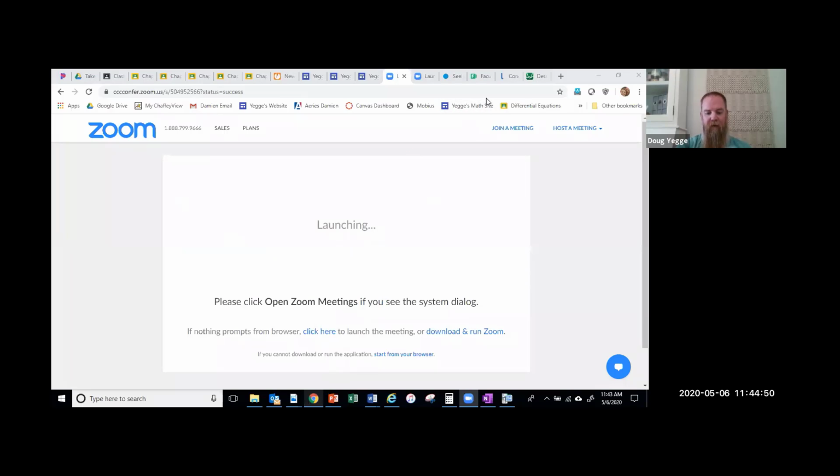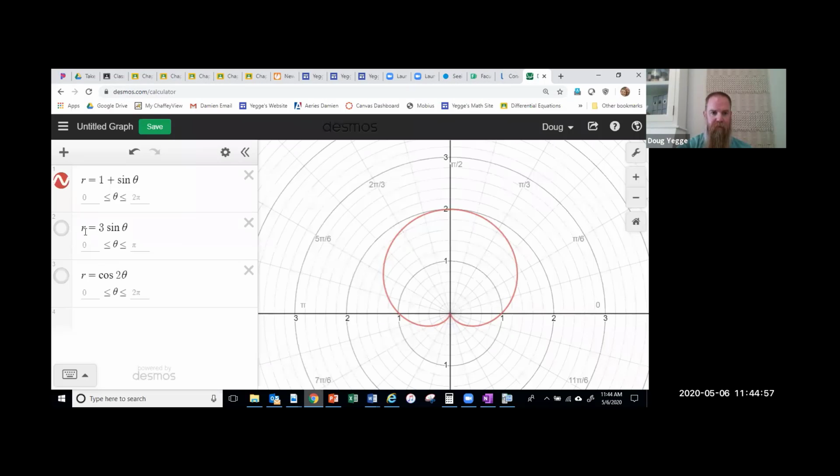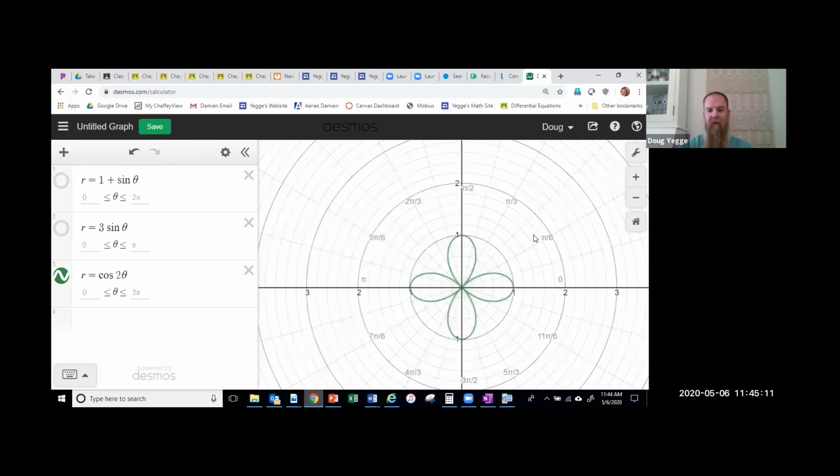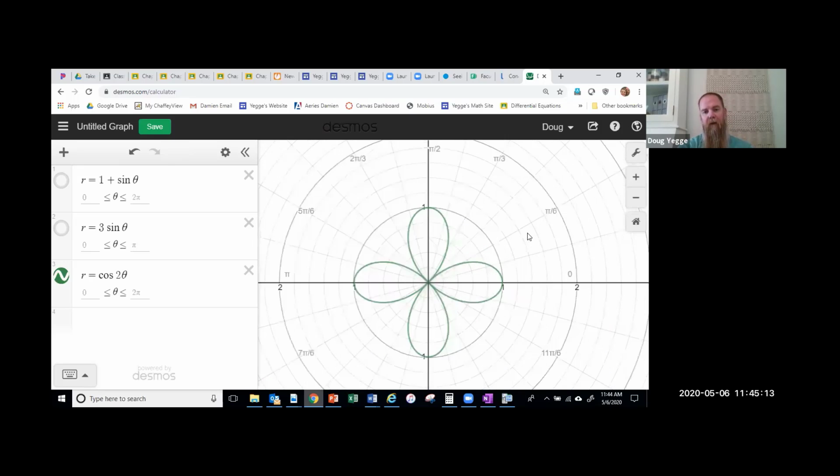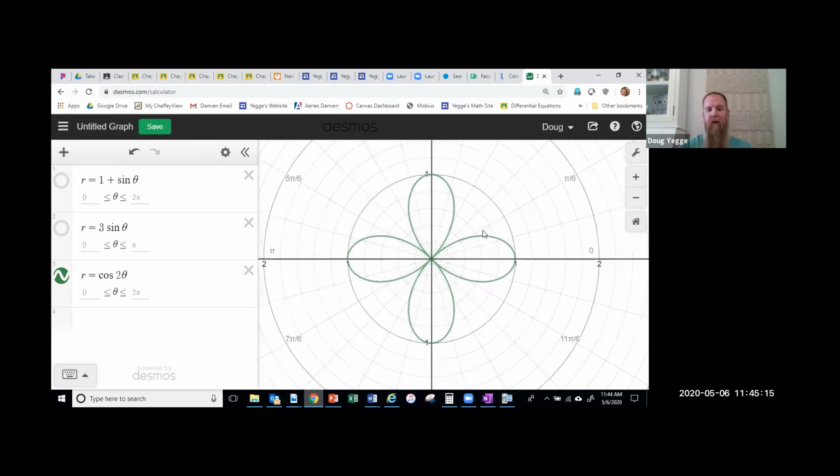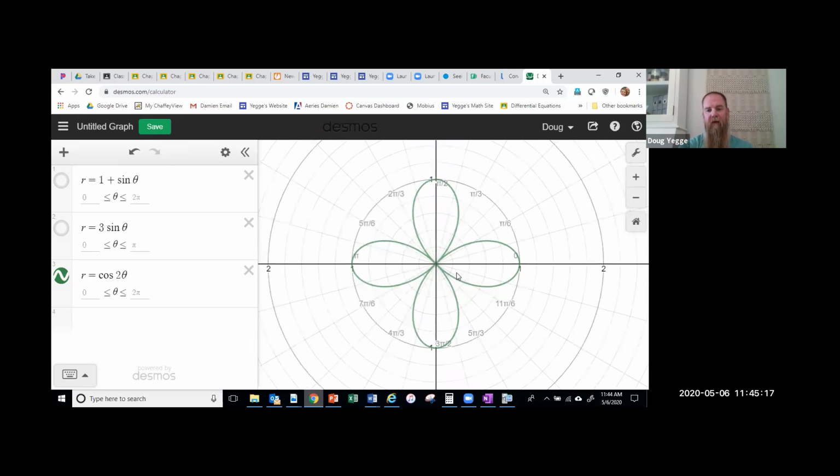And let's say that I wanted to do a problem like this. Let's say I gave you r equals cosine of 2 theta. If you graph this, whenever you've got a double angle, sine or cosine of a double or triple or quadruple angle, it turns out to form this little rose pattern with petals. And let's say that I wanted to find the area of just one of these petals.